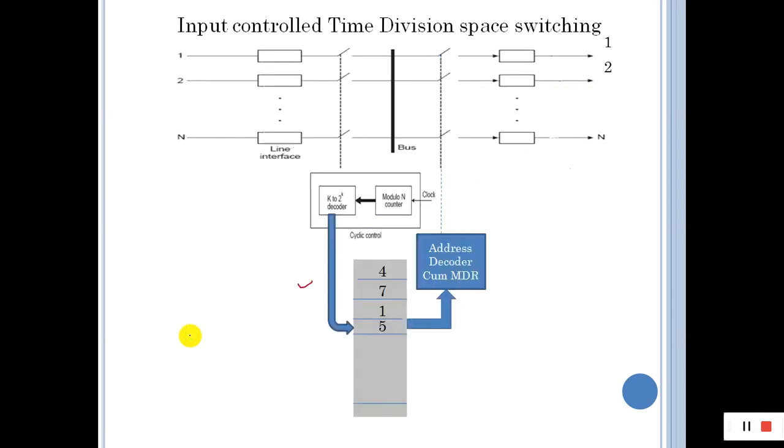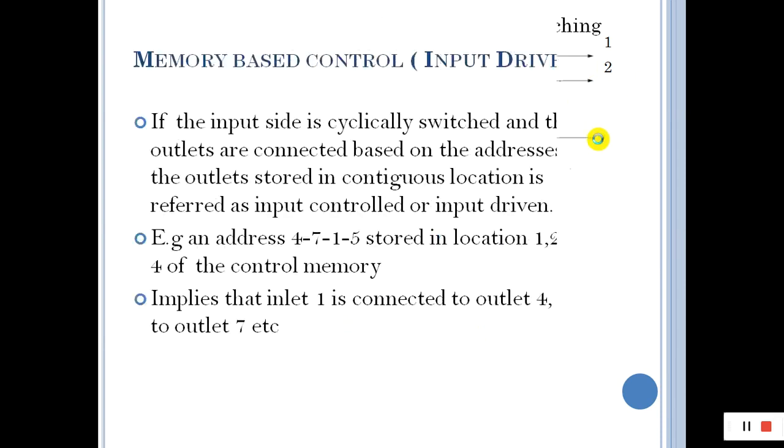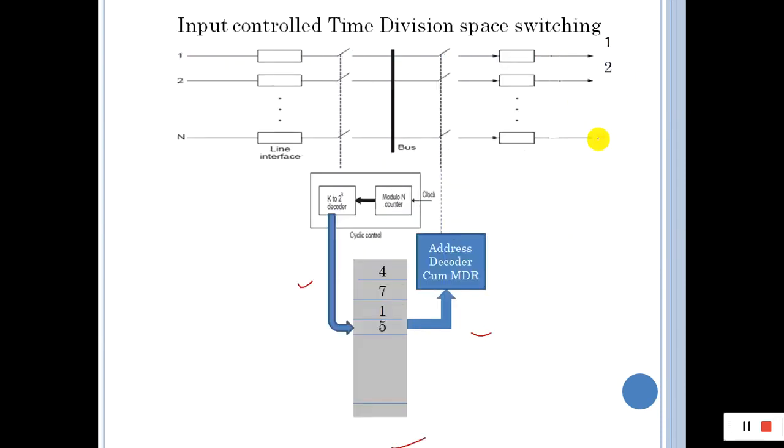This is the thing which we control at the input side. You can see here, at the output side, the MDR, that is this register, will decode. So 4 will move to 1, and 7 will move to this one, as we have seen, 2.